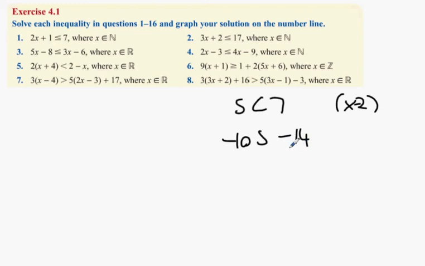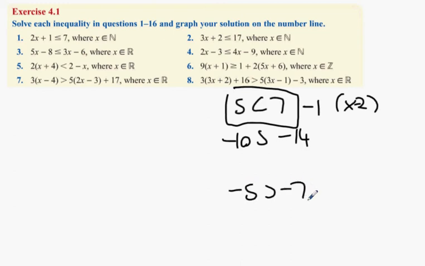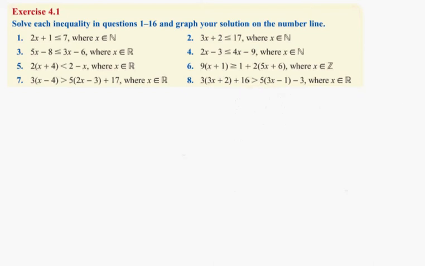So what's happening in a nutshell, guys, is that if you multiply or divide by a minus number, it changes it around. So if I multiply both numbers by minus 1, what happens? Minus 5 is greater than minus 7. That's so important. If you get that, you're in business. Okay, let's jump into a hard one straight away.